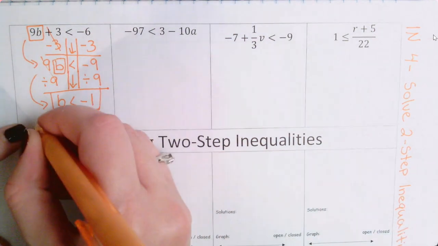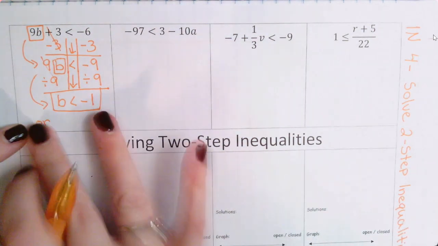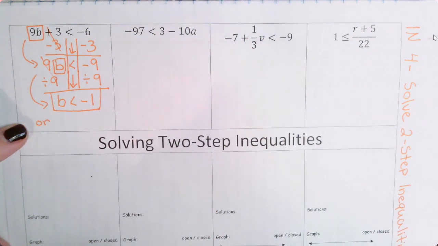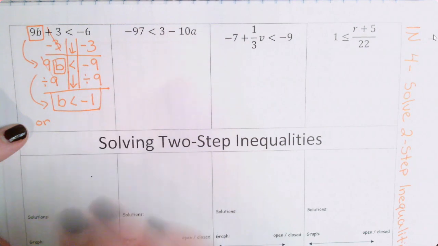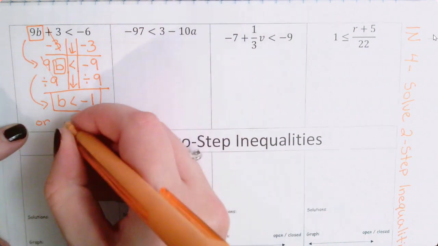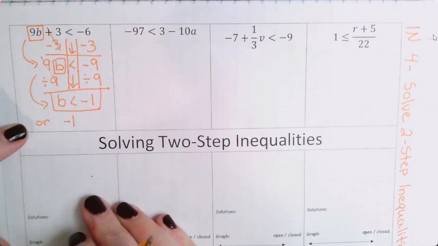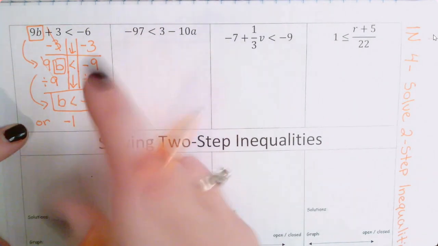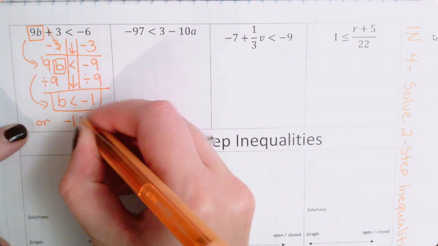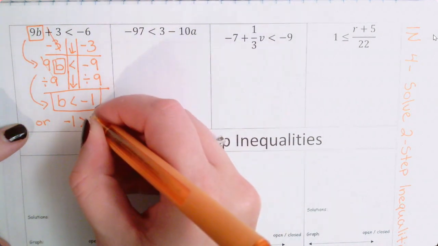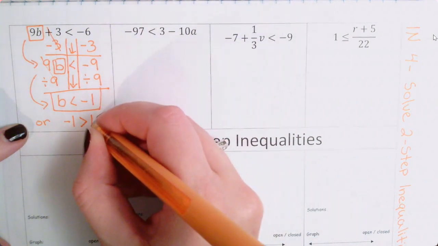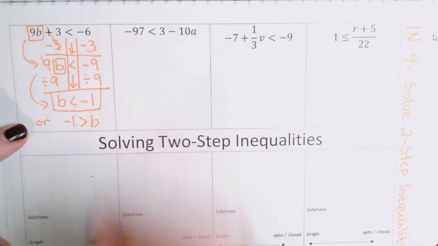So another way to write that would be if I were to switch the entire inequality around and put the negative 1 on the left and the b on the right, my alligator, remember, still has to chomp the bigger number. Still has to eat the same diet. So when I put negative 1 on the left side, the alligator still has to chomp the negative 1. So my inequality sign does turn around when I rewrite it the other direction. So negative 1 is greater than b. So if b is less than negative 1, that means that negative 1 has to be greater than b.